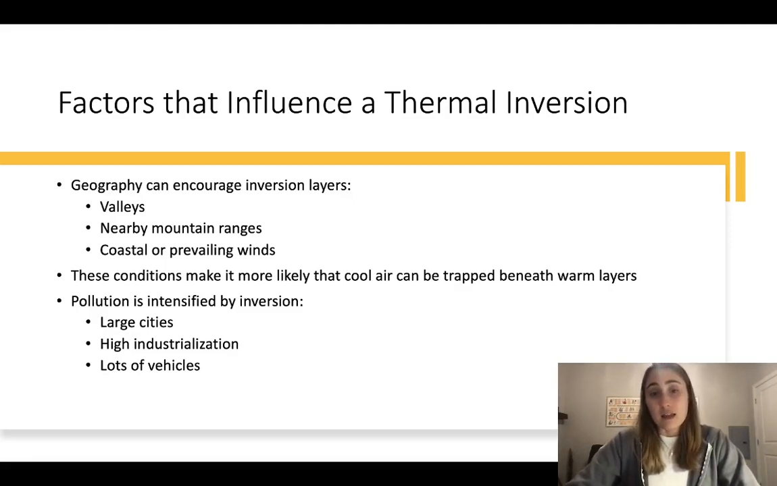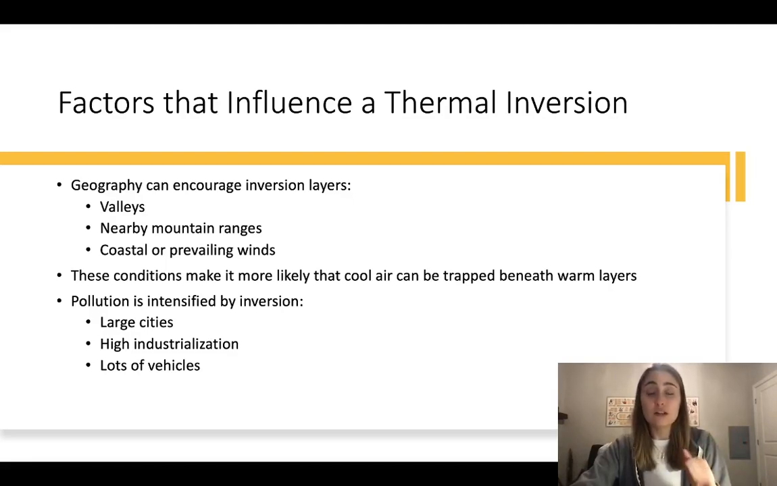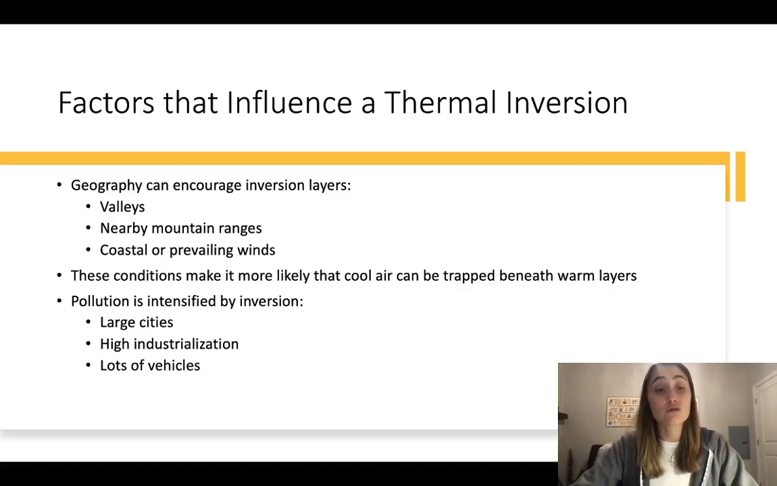So other things that can influence thermal inversions, things like valleys. If you live in a valley, you're far more prone to an inversion layer coming, especially if you're nearby mountain ranges and the cooler air of those mountain ranges is making its way down into those valleys. If you live near a coast or where prevailing winds are, this is what we see here in the Orange County area, those onshore breezes coming in and cooling our air very quickly and trapping pollutants in that inversion layer.